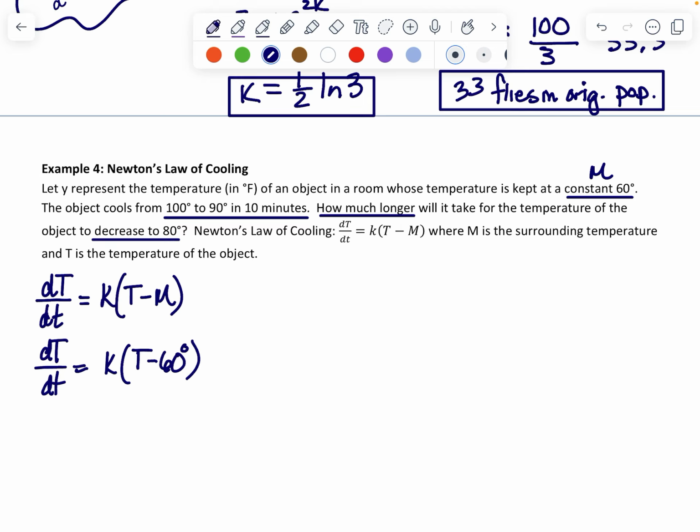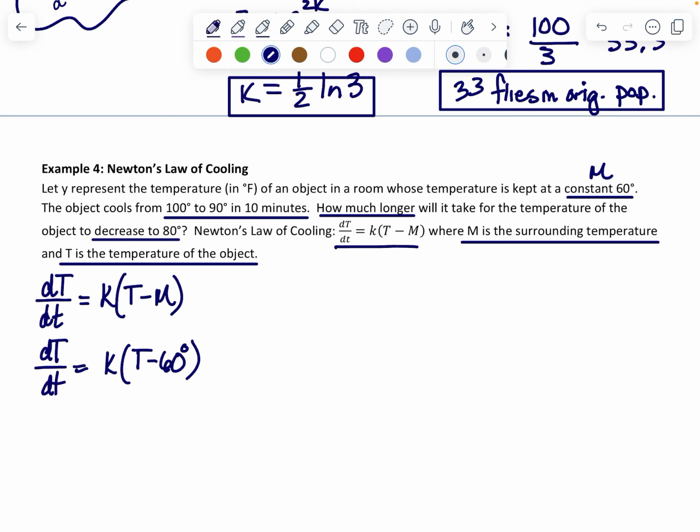Newton's law of cooling is this, where M is the surrounding temperature. You know how when you have a cup of coffee in the kitchen and you leave it sit? People sometimes think it keeps getting colder and colder until it's freezing, but it really doesn't. It just goes to the temperature of the surrounding area. And T is the temperature of the object. What object? Well, it depends on the problem.